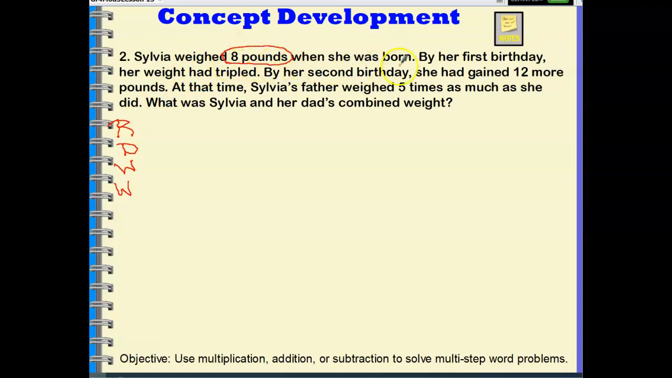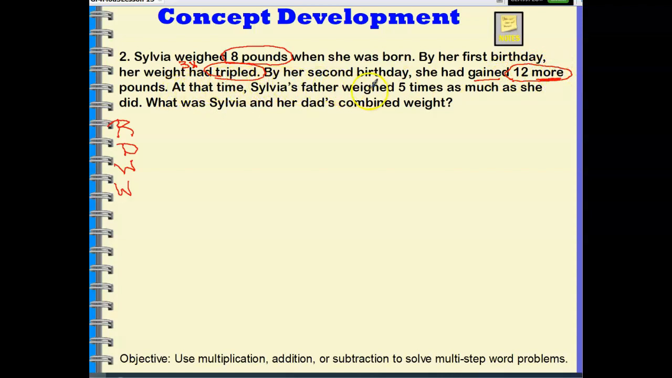So Sylvia weighed 8 pounds. By her first birthday, her weight had tripled. Okay, this word tripled, guys, I know means that it was 3 times as much. So by her first birthday, she weighed 3 times that 8 pounds. By her second birthday, she gained 12 more pounds. So this word gained and this word more are clues to me that I'm going to be getting more. I'm adding. I'm going to have more pounds.